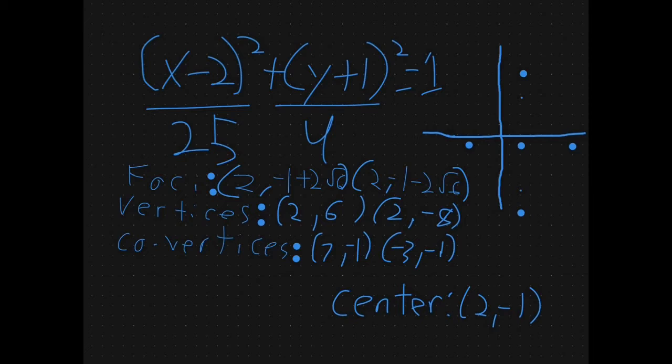Okay, so now all we have to do is connect all the dots of the covertices and vertices. And there you go, we have an ellipse. Hopefully your drawing is better than mine, but yeah.